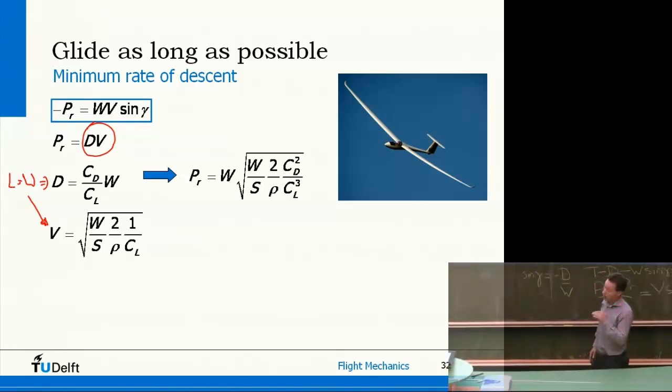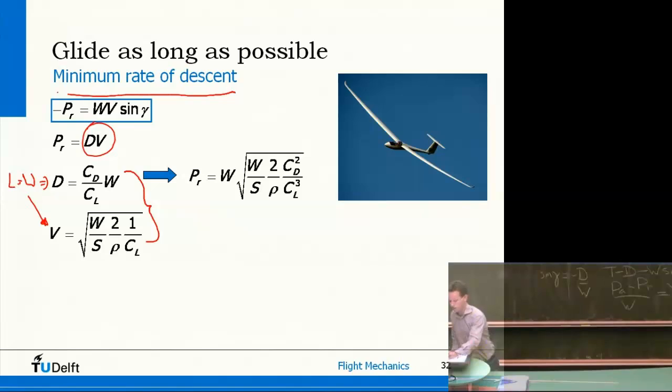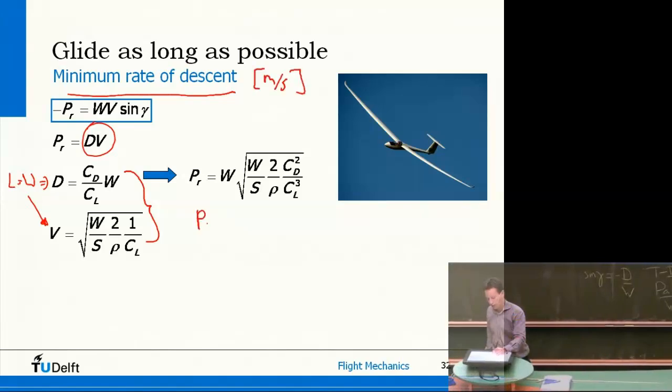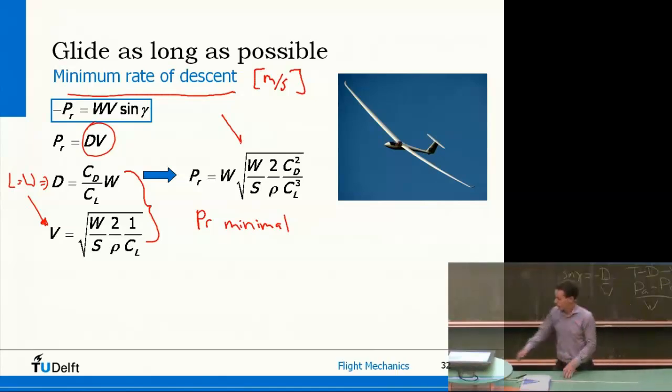So if you want to stay in the air for as long as you can, so have a minimum rate of descent, so these are meters per second, then power required must be minimal. And from the equation you can see straight away that this factor here should also be at its minimum in order to achieve the best rate of descent.